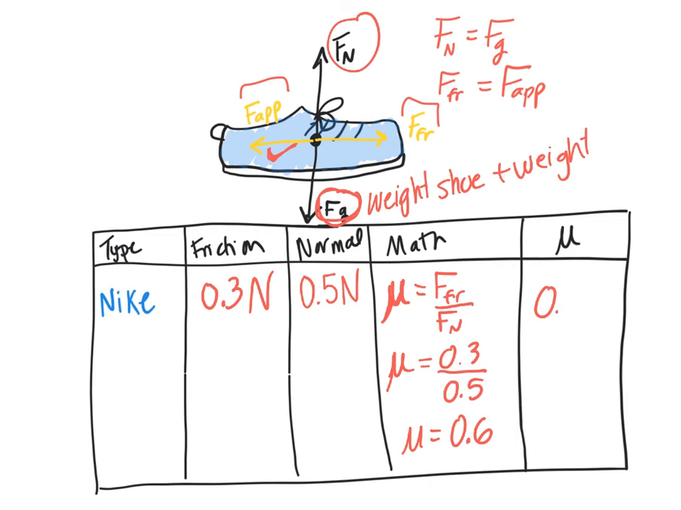So 0.6 is my mu, also called my coefficient of friction, and believe it or not, there are no units for this guy. So you're just going to repeat that same process for each of your shoes, both for the table and for whatever other surface you had. All right, good luck.